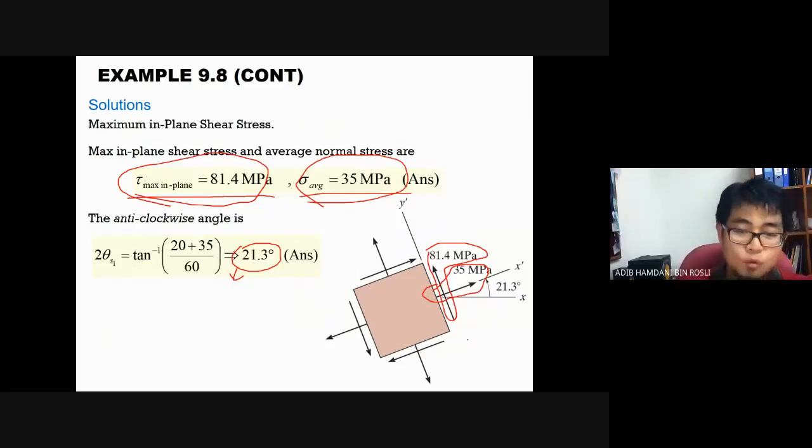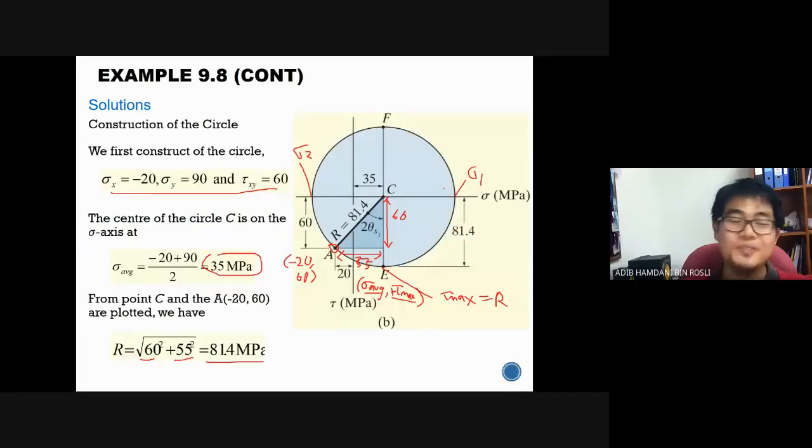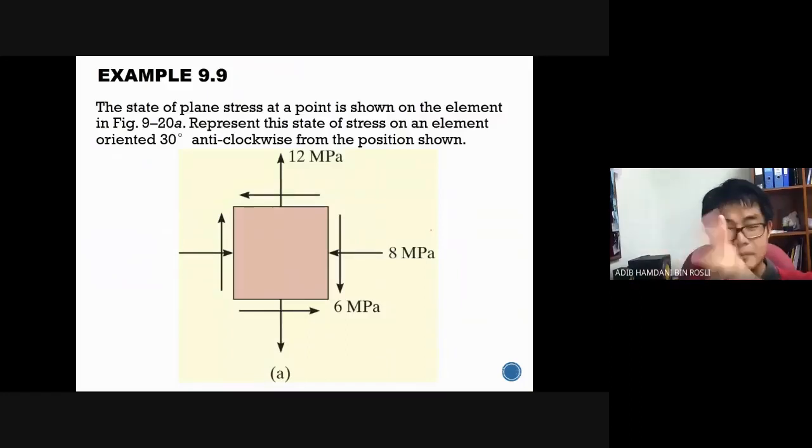All right, and then the rest are complementary. This and this and that. Of course, the sigma average of 35 megapascal will be applied to all four faces, and the rest of the shear stresses are the complementary shear stresses. Of course, if you want to rotate again, you can do that. To find this one here, for instance, you rotate to point F and then you see what happened. If you rotate to point F, then you will get this one. Now we are done with the maximum, which is the principal stresses.